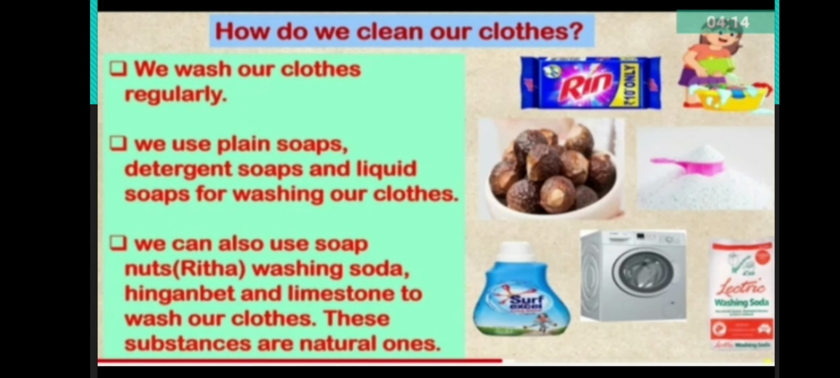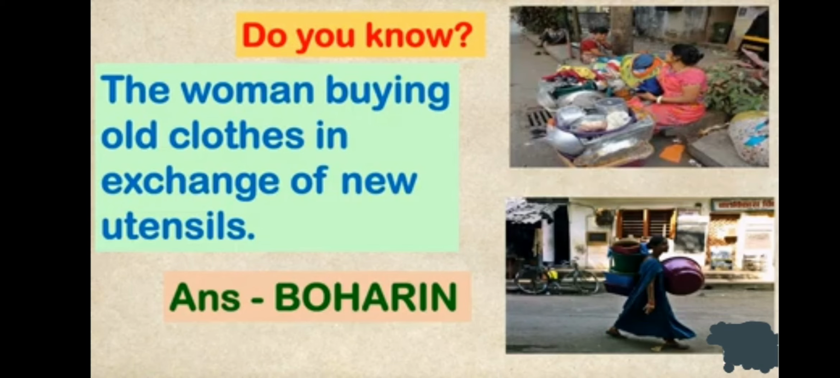Now, how do we clean our clothes? We wash our clothes regularly. We use plain soaps, detergent soaps and liquid soaps for washing our clothes. We can also use soap nuts, that is reetha, washing soda, shikakai and limestone to wash our clothes. These substances are natural ones.